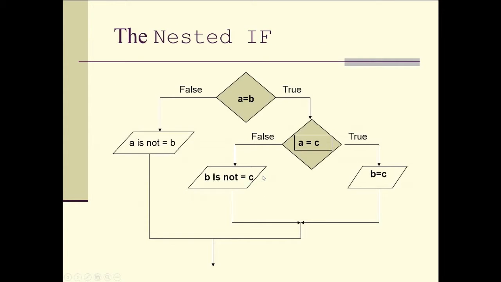Let's take a look at the diagram, make more sense. Here you can see if A is equal to B, and it's true, then ask another decision right here, is A equals C? If that is true, then B is equal to C, print this statement. If this is false, print this statement, B is not equal to C, then continue back to our normal scheduled programming. If this statement is false, then we're going to go over here and just print A is not equal to B, and we're done with it. We're not even going to ask this second question. So we've nested it.